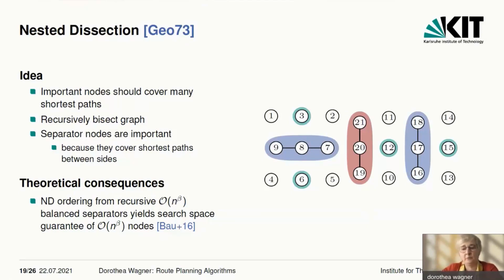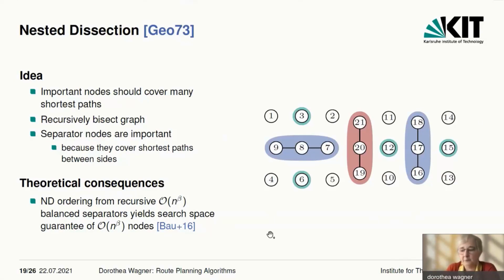So they are put at the end of our ordering, because contraction hierarchies at the beginning contract the least important node, and then by ascending importance, the nodes are contracted. So the important nodes, the separator nodes, are at the end of the ordering. And then we just consider the two remaining parts as completely separate, and continue separating this part and then this part.